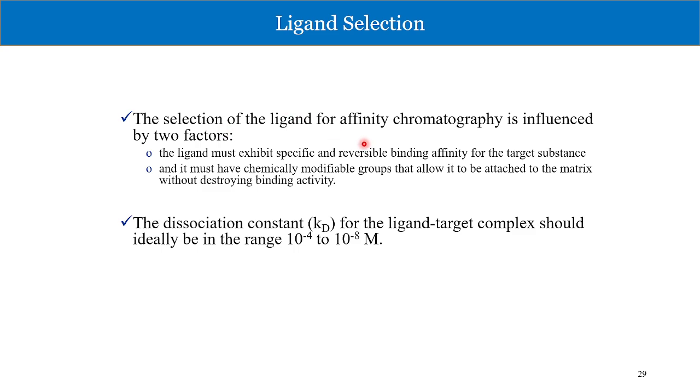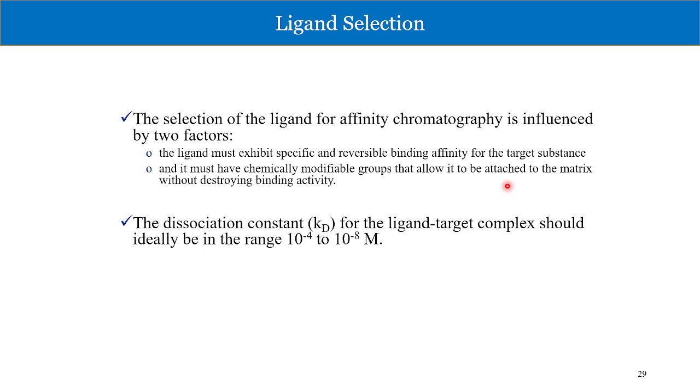So the selection of the ligand for affinity chromatography is actually affected by two factors. One is that the ligand must exhibit specific and reversible binding affinity. This is very important. The binding should be highly specific and it should be reversible. Otherwise, elution is difficult. And it should have chemically modified groups to allow it to attach to the matrix without destroying its binding affinity. Why is it important?